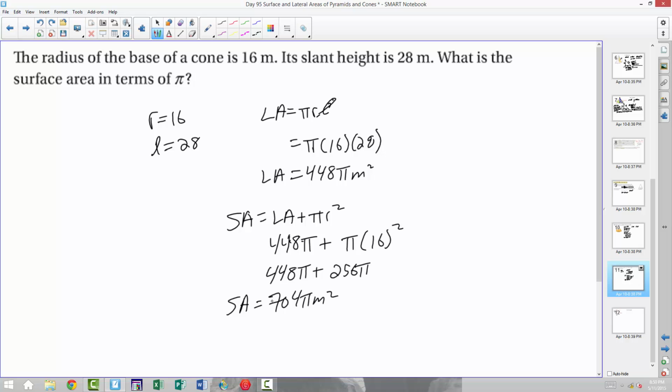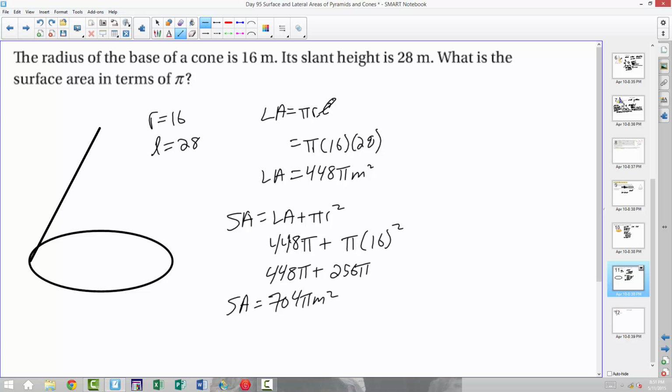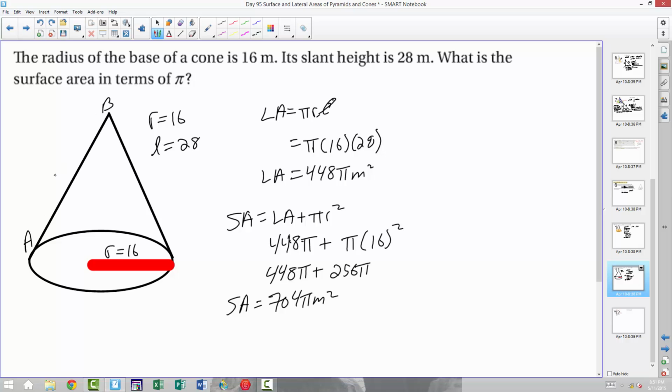So you can do these problems without a diagram, but if you want to know what the diagram of this cone looks like, I'll draw this to the best of my abilities. So here is your cone. I'll draw in the radius with the dark red. So my radius is 16 and the slant from A to B is 28. So that's what this looks like. Here's that type of cone, not drawn to scale, obviously.